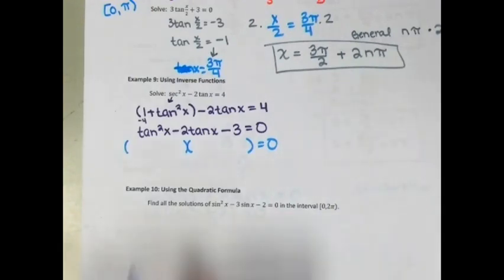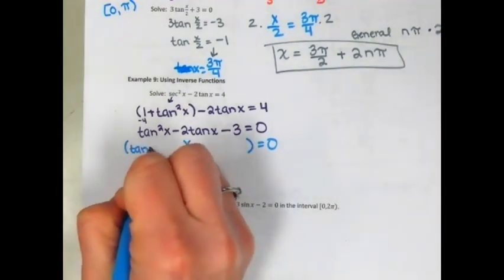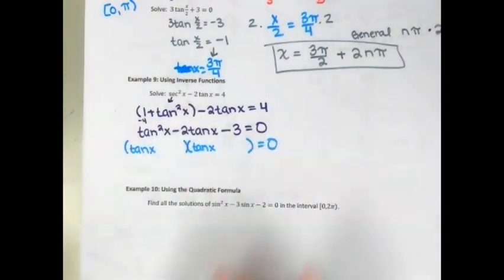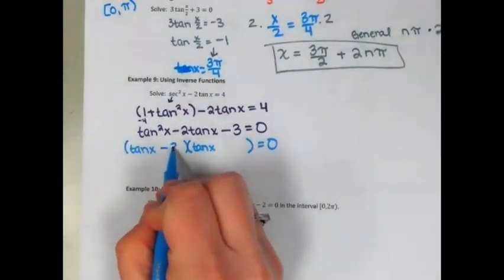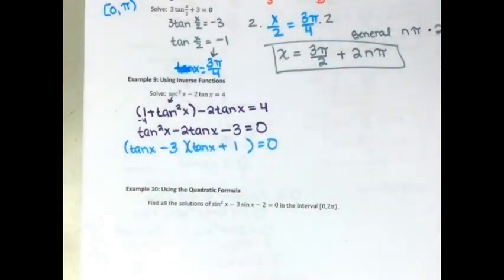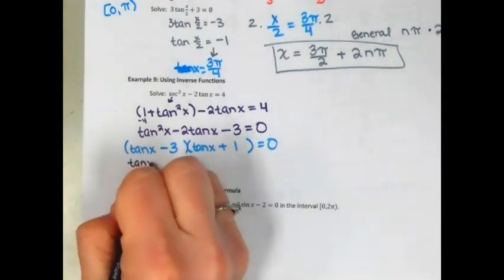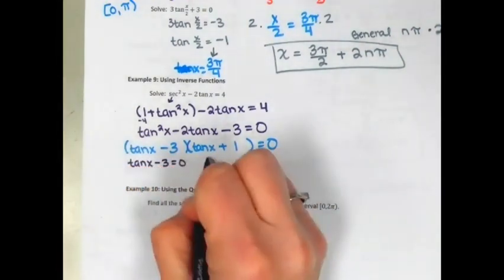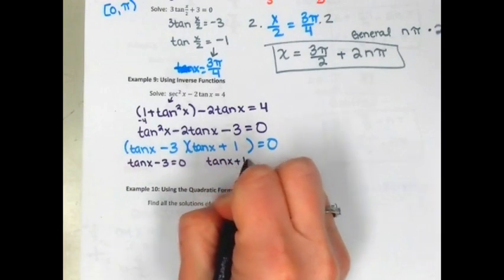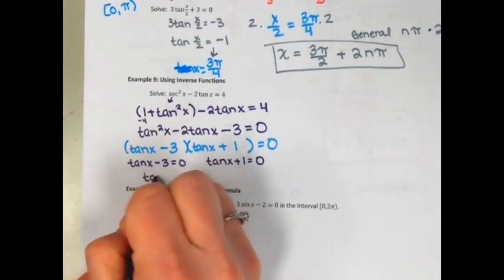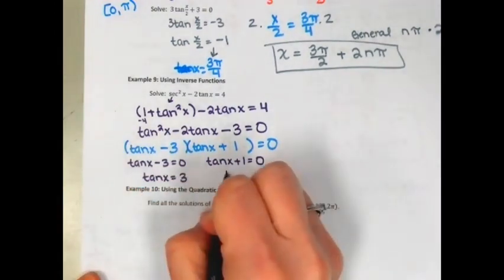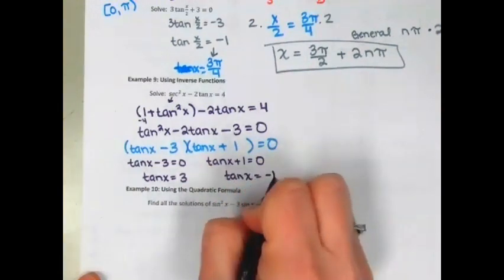What did you guys get when you factored? Tangent x in the first terms. And then what do we have? -3 and +1, right? All right. Now, once we have it factored, what do we do? Set each group equal to 0 and solve. So what's my first one? Tangent of x equals 3. And then the tangent of x equals -1.